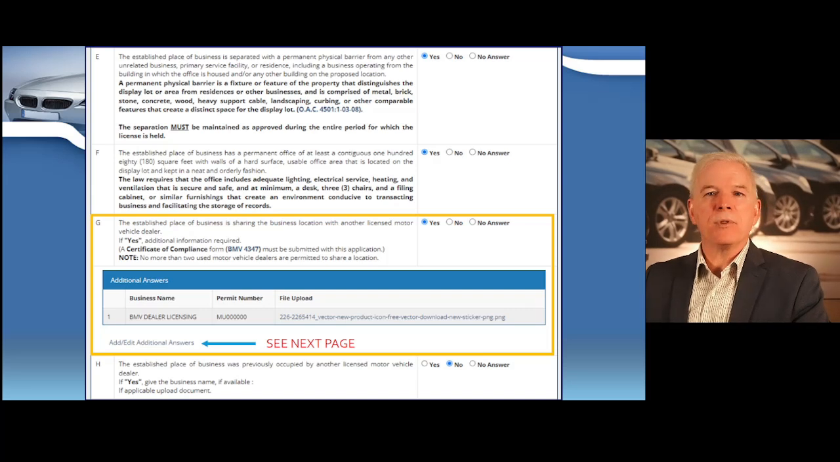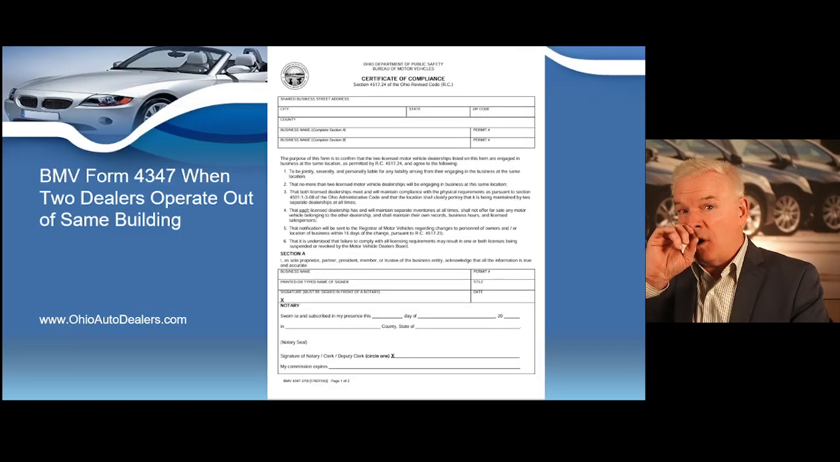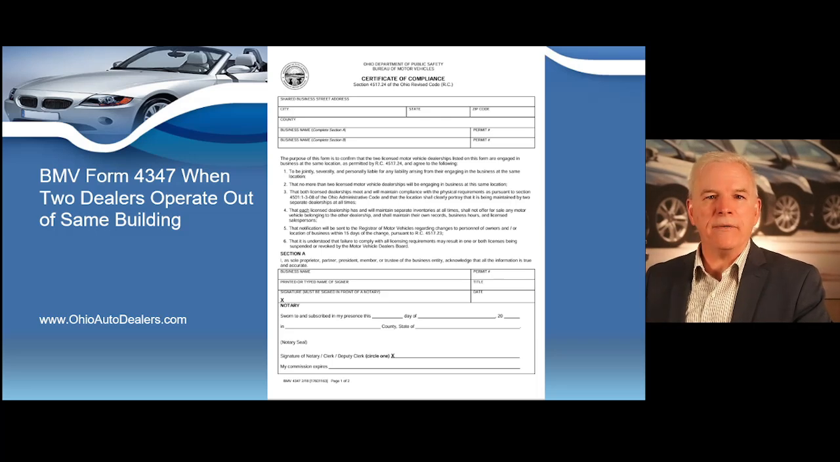If you're sharing the building with another licensed motor vehicle dealer, then you must submit Form 4347. Then you're going to enter all of your other dealership information here. And as you can see, you are going to be able to submit 4347. And this only applies when there are 2 dealers operating out of the same building. Otherwise, this form will not be needed.